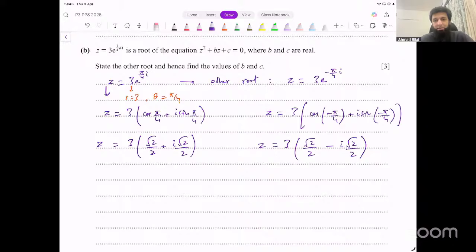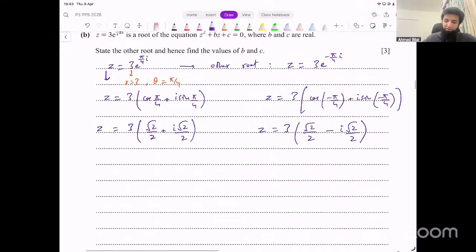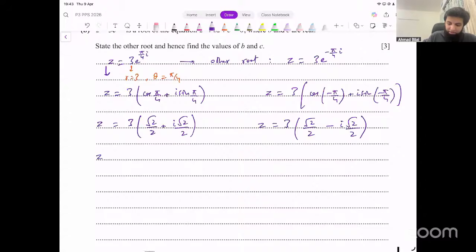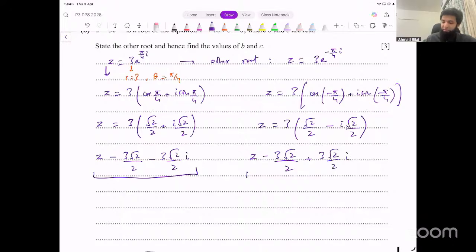Now, one idea is that you make factors from this and see what those factors turn out to be. What are the factors going to be? Z minus 3 under root 2 over 2 minus 3 under root 2 over 2 iota. That is one factor. The other factor from there turns out to be z minus 3 under root 2 over 2 plus 3 under root 2 over 2 iota. This is the other factor.